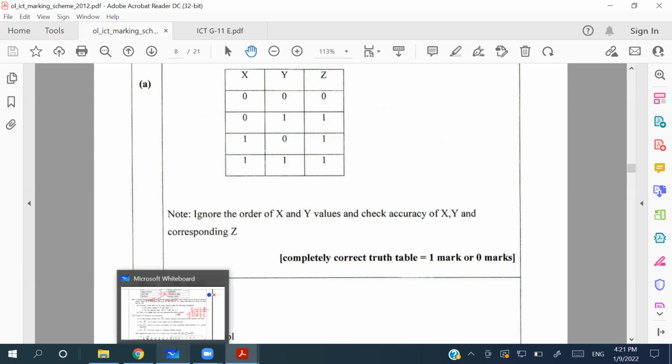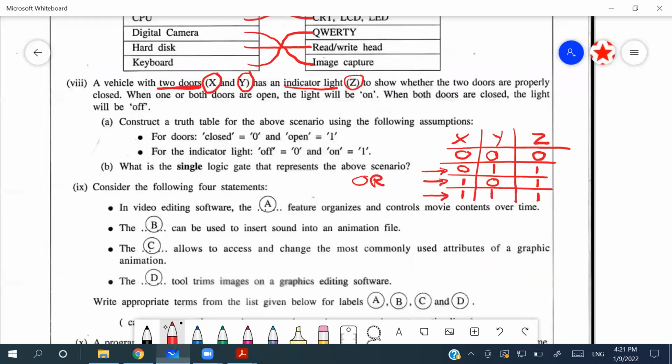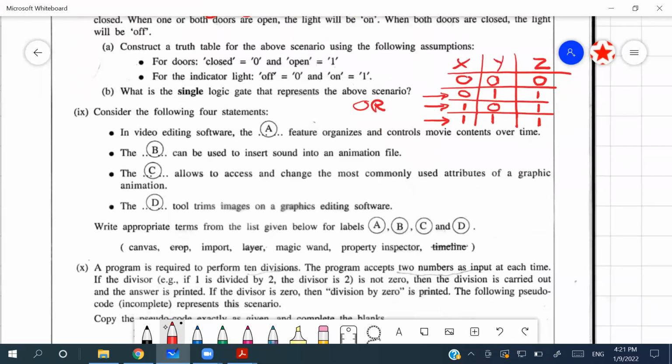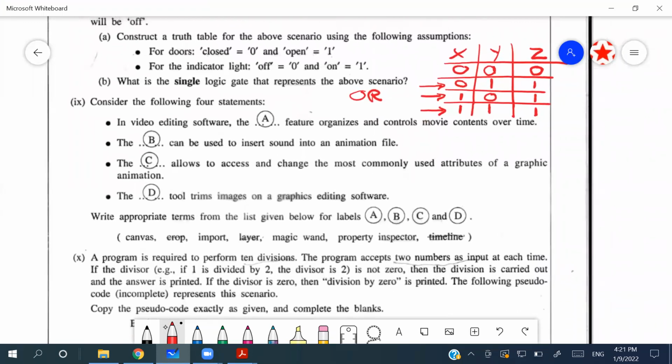All right. So moving to the next question, the 9th one. It's regarding the multimedia lesson, right? In video editing software, the blank feature organizes and controls movie contents over time. So it seems the suitable one is timeline. The timeline feature organizes and controls movie contents over time, right? So this is going to be A.